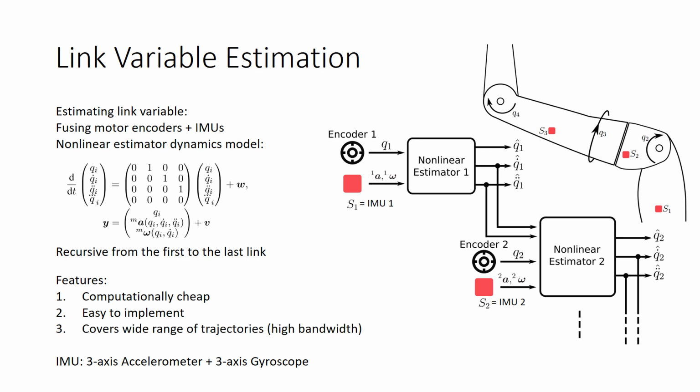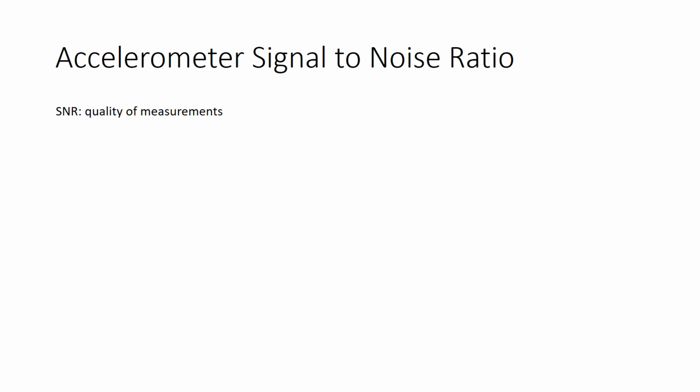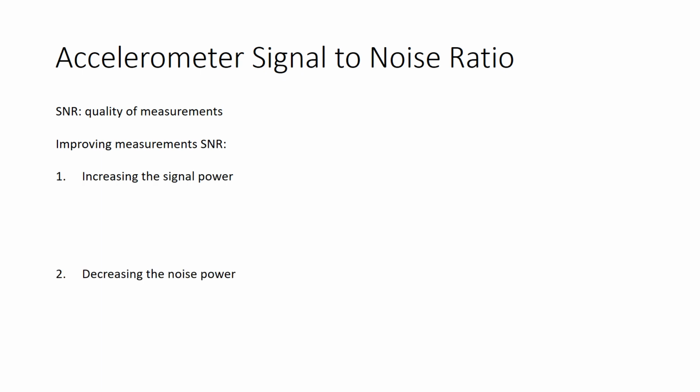Next, we consider how we can improve the accelerometer measurement quality by optimizing the signal-to-noise ratio. Signal-to-noise ratio is a metric for the strength of the measured signal relative to background noise. With higher SNRs, the measurements will be more reliable. There are in general two methods to improve the measurement signal-to-noise ratio: either increase the signal power or decrease the noise power.